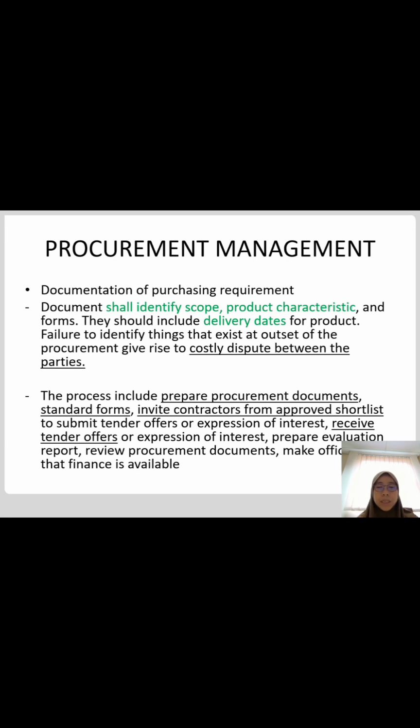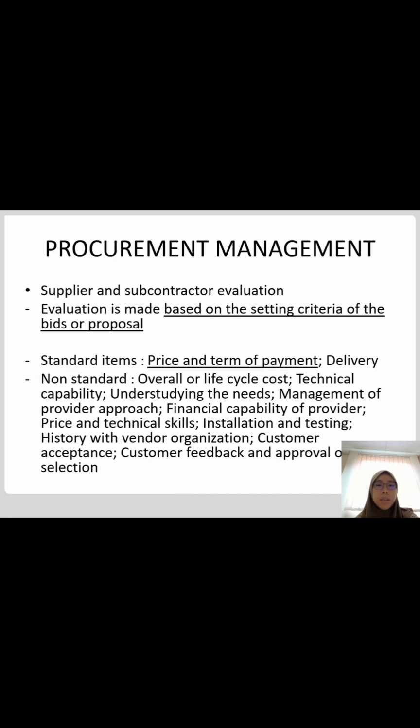The process includes preparing procurement documents, standard forms, inviting contractors from an approved shortlist to submit tender offers or expressions of interest, receiving tender offers or expressions of interest, preparing evaluation report, reviewing procurement documents, and making sure that finance is available. The third process in procurement management is supplier and subcontractor evaluation.